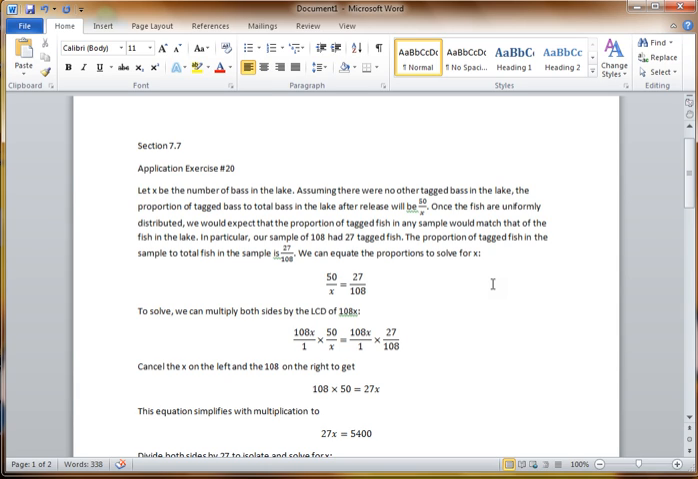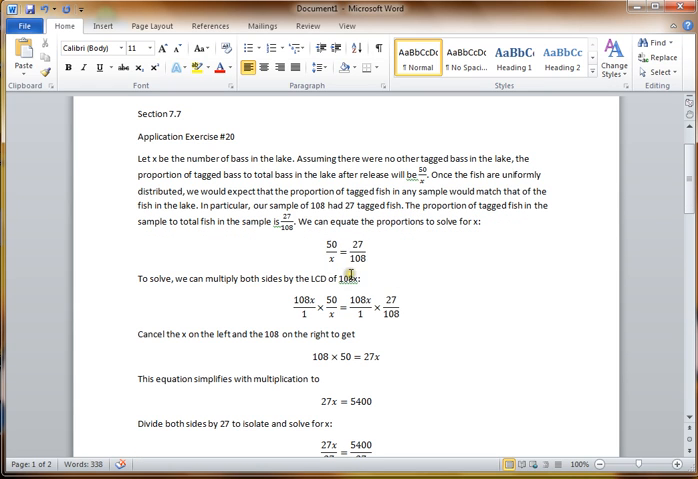So they tag a certain number of bass, they release it into the lake. In this particular case, they tagged 50 bass, and the proportion, therefore, of the tagged bass to the total bass in the lake can be written as a proportion or a fraction, 50 over x. And then once they kind of get all mixed up, now we go get our sample, which had 108 total fish in it, and 27 of those were tagged, so we can have this proportion of 27 over 108 as being the ratio of tagged fish to total fish in our sample.